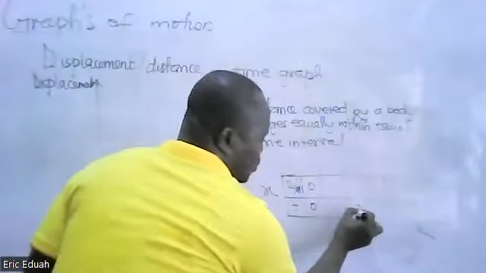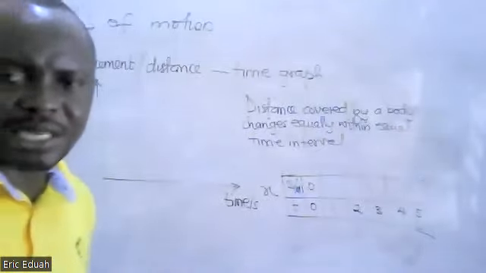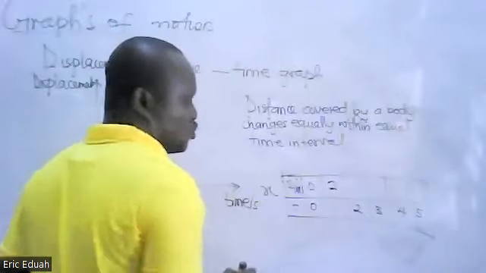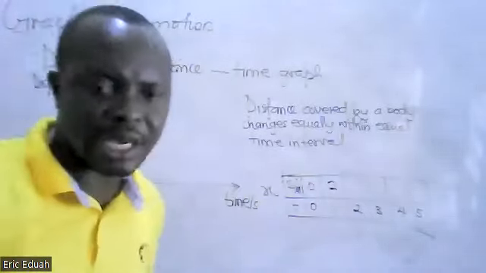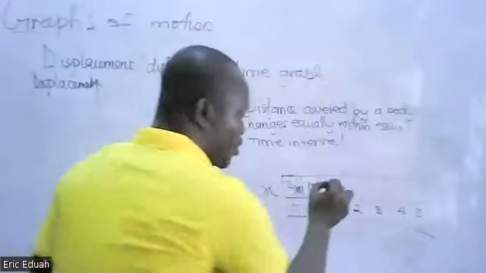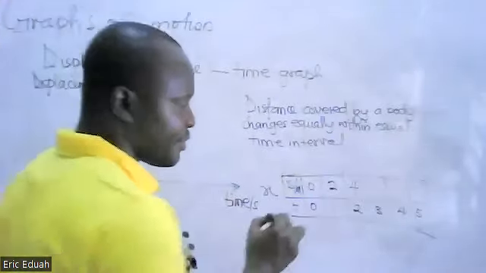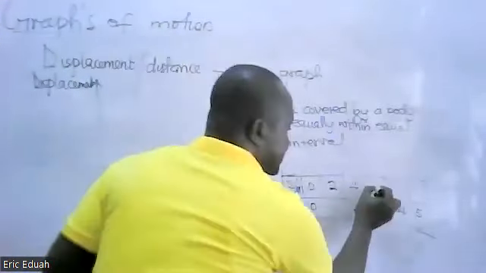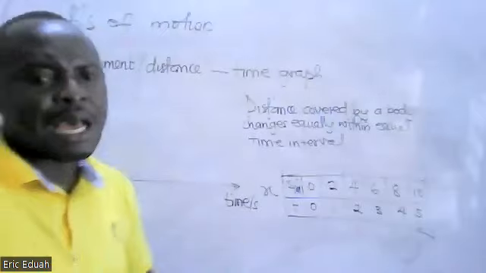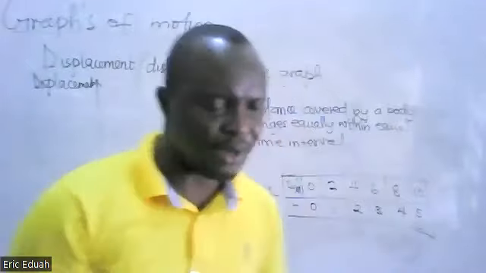Then 1 second, 2 seconds, 3, 4, 5. I'm covering equal distances within equal time interval. So after 1 second, I've covered 2. After 2 seconds, what will be the distance covered by Mr. Abia? 4 meters. Good. After 3 seconds, 6, 8, 10. Good. So what am I doing? I'm covering equal distances within equal time interval.